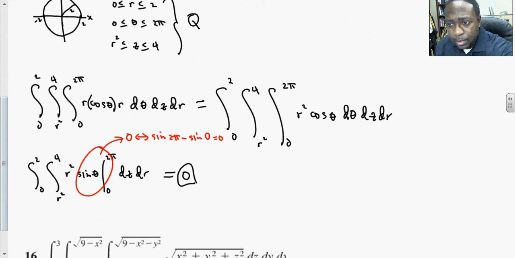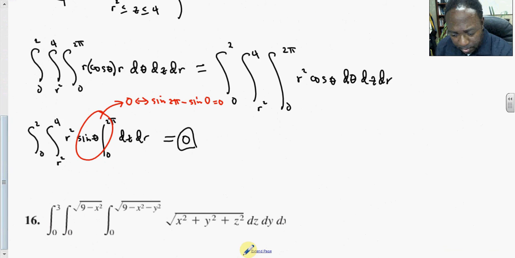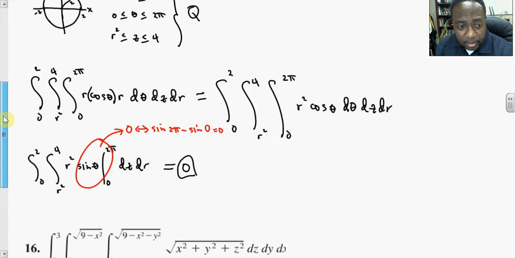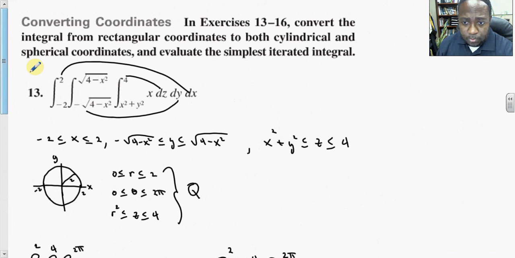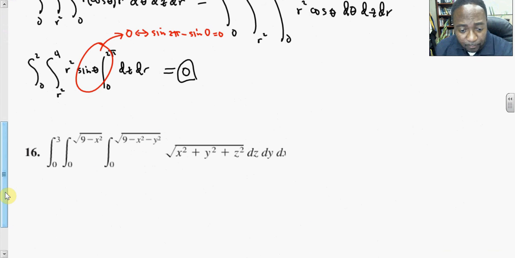The last one. The problem said convert to both cylindrical and spherical. I'm not. I'm going to do the easiest one. I'll tell you what, converting this guy to spherical, you can if you want to. It's hard. So I'm going to stop right there. Now for number 16, I will do both and show you both, but I will calculate the easiest one.